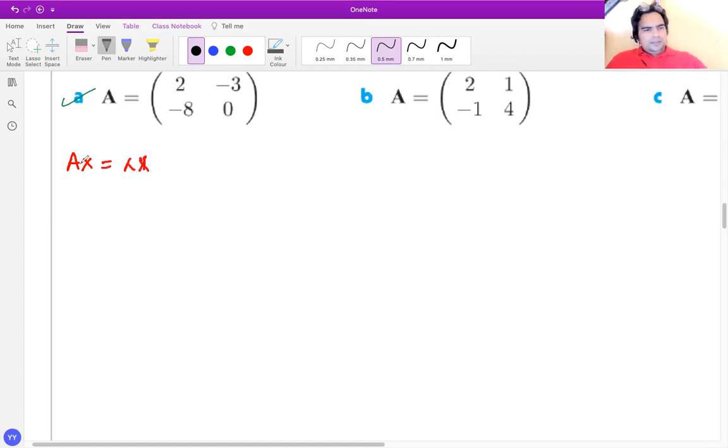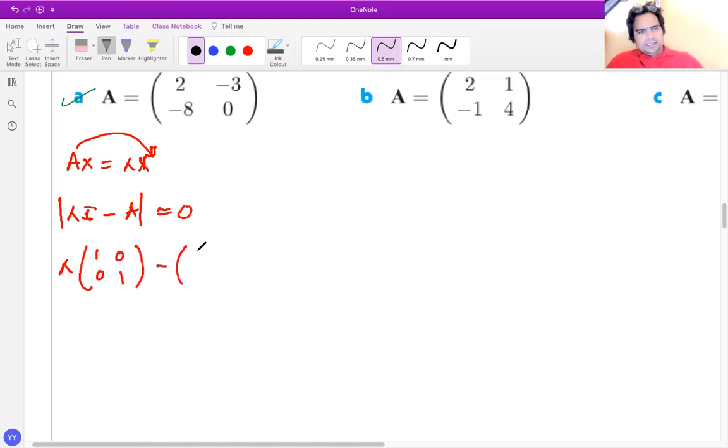Now I'm going to take this particular vector here. So it's lambda times I minus A. The determinant of this should be 0 as per the rule. And my equation that I write down here is, let's say, lambda times [1, 0; 0, 1] minus A, where A is, let's say, [2, -3; -8, 0].